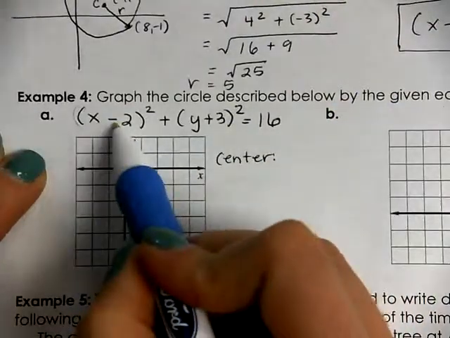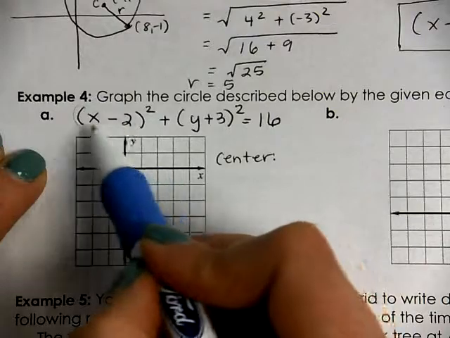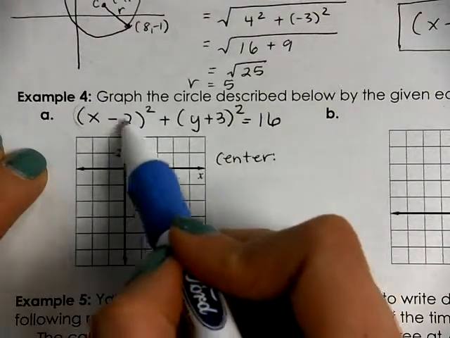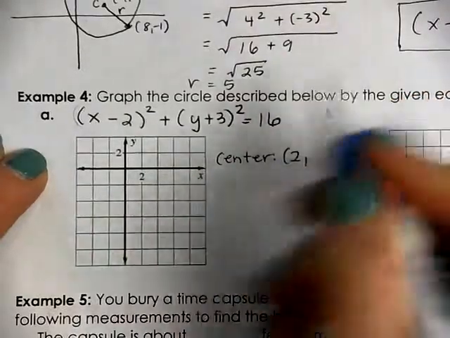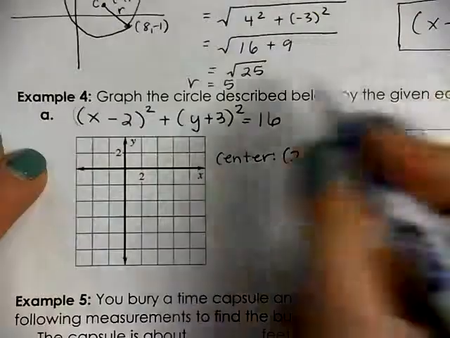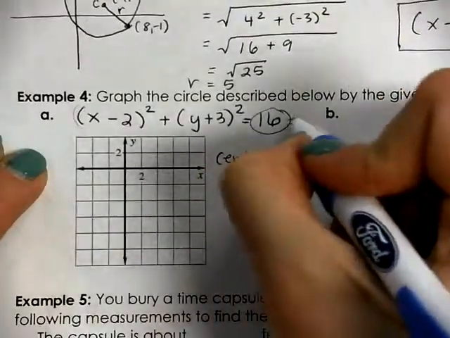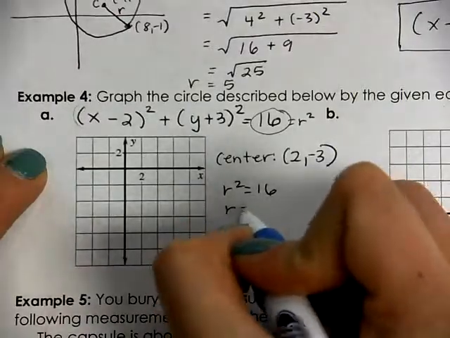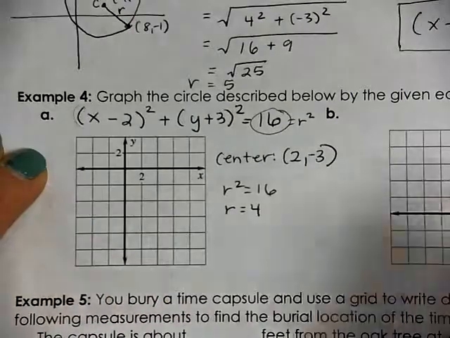Well, the center is x minus 8. So I'm thinking to myself, what am I subtracting from x? I'm subtracting 2. In other words, it's the opposite sign that I see here. So the center will be at 2 comma, again, the opposite sign I see here, negative 3. And this right here is r squared. So r squared is 16, which means that r is 4.